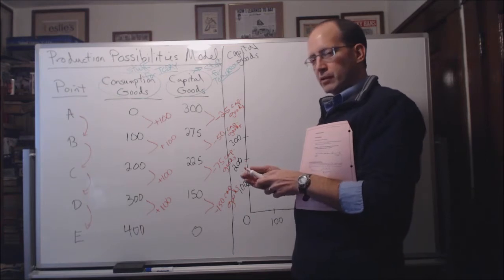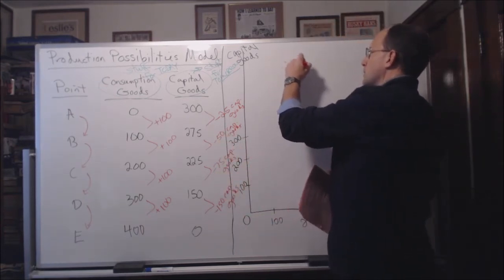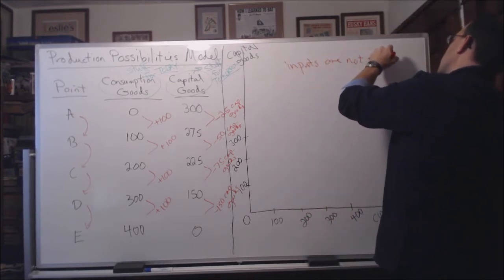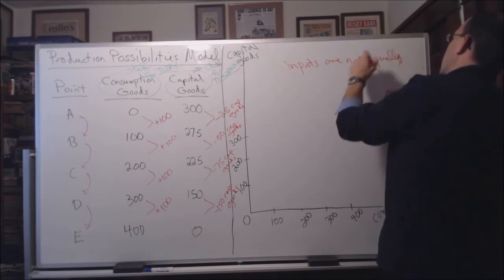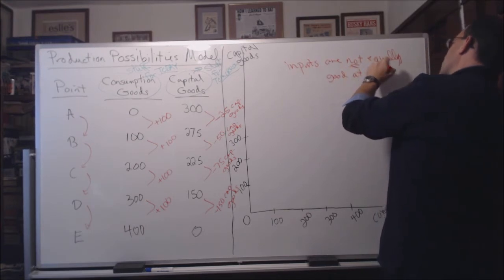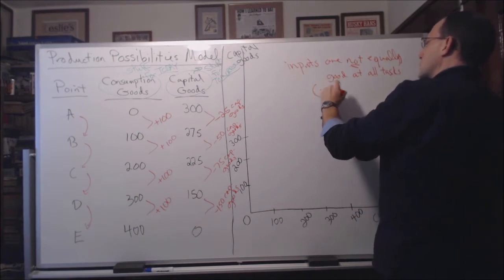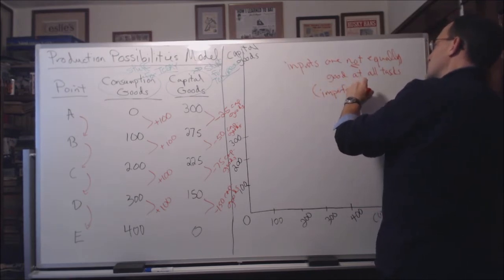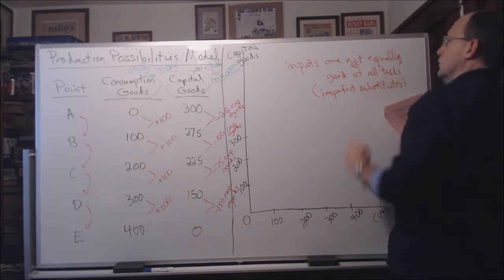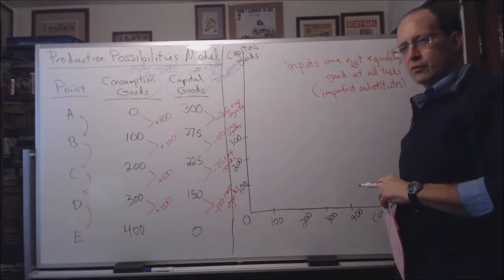The reason that the trade-off gets ever larger, if you're answering question 5 there, is because inputs are not equally good at all tasks. Or to use the language of economics, inputs are imperfect substitutes for each other. Inputs are not equally good at all tasks. They're imperfect substitutes for each other.